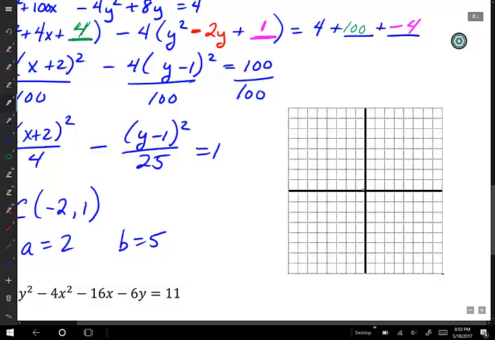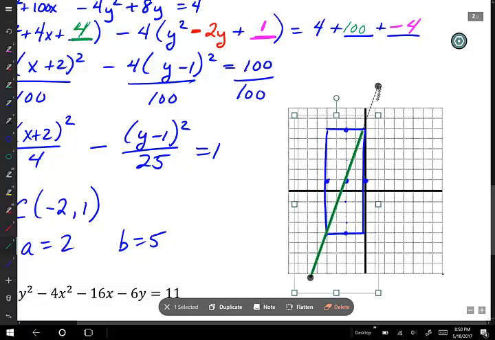Here we go. Negative 2, positive 1. A value of 2, B value of 5. So we're very tall in this graph. So our box is going to be fairly tall, which means our hyperbola is going to be narrow or wide depending if the x's or the y's come first. Now we draw our asymptotes through the corners of our box.